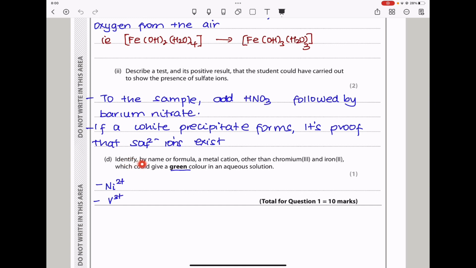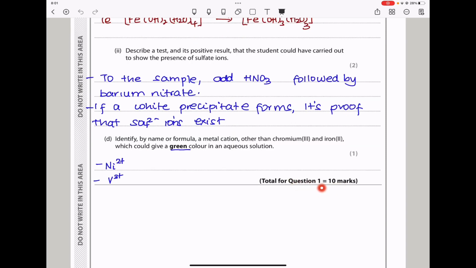In part D, they say identify by name or formula a metal cation other than chromium ion or iron 2 ion, which could give a green color in the aqueous solution. This could be nickel 2 plus or vanadium 3 plus. So this brings us to the end of question 1. Let's continue to question 2.